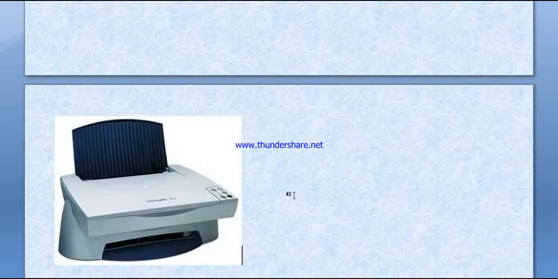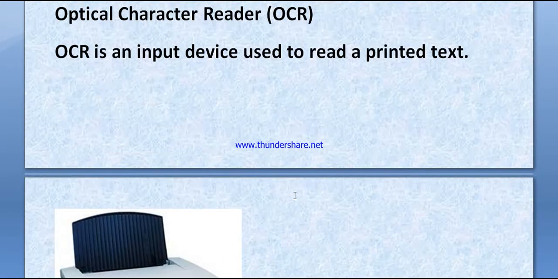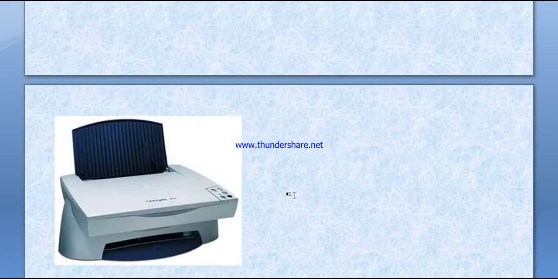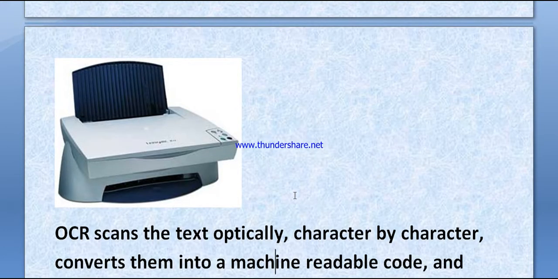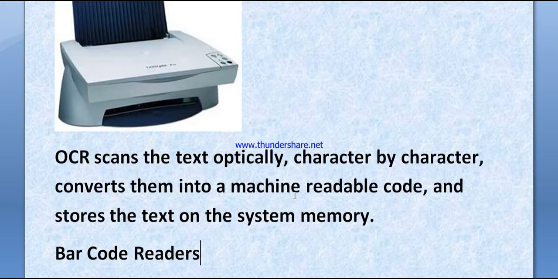And OCR, optical character recognition, is an input device used to read printed text. So these are the OCR input devices. OCR scans the text optically, character by character, converts them into machine readable code and stores the text in system memory.